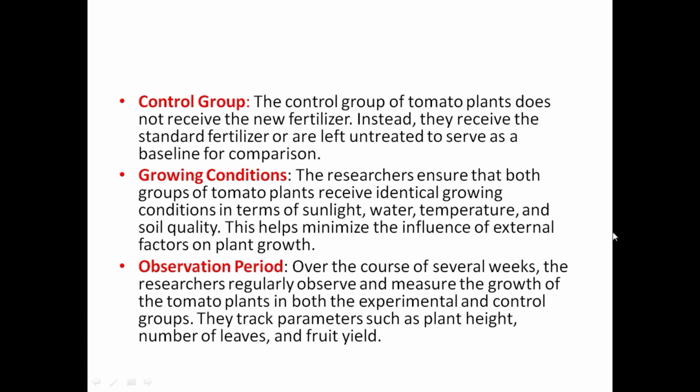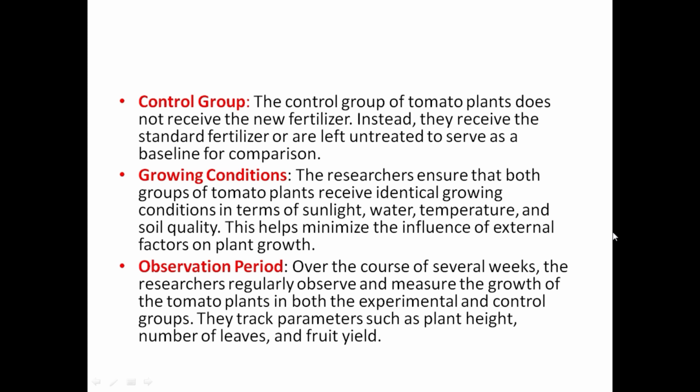After dividing the plants into experimental and control groups, the most important thing to consider is the growing conditions of the two groups. The researchers should ensure that both groups of tomato plants receive identical growing conditions in terms of sunlight, water, temperature and soil quality, because it helps minimize the influence of external factors on plant growth.